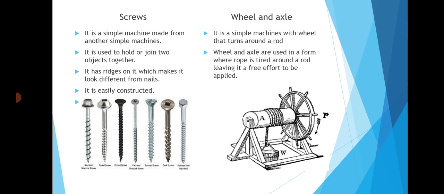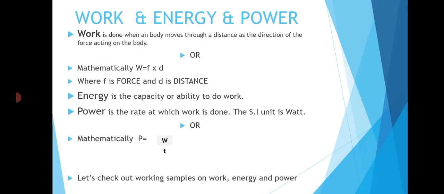So when we spin or turn the wheel, the rope there also reduces. When we turn to the other side, it also increases for me to be able to fetch water. When you visit these rural areas, you realize that in the villages they like to use this a lot. So wheel and axle is that. Let's move to the next one. Now we are done with the groups of the simple machines.